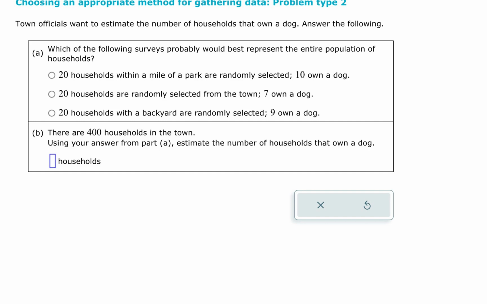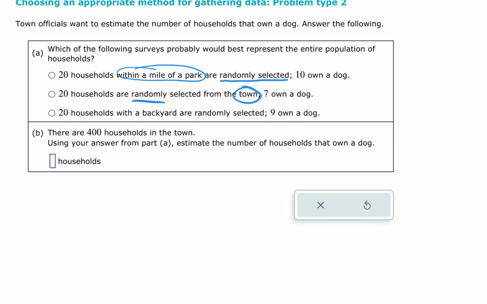So the first choice is 20 households within a mile of a park are randomly selected. I like the randomly selected, but within a mile of a park, you might be more inclined to buy a house within a mile of a park if you own pets. So that might make our survey biased. And the second part says 20 households are randomly selected from the entire town. That sounds like we're getting the entire population of the town and we're randomly selecting them.